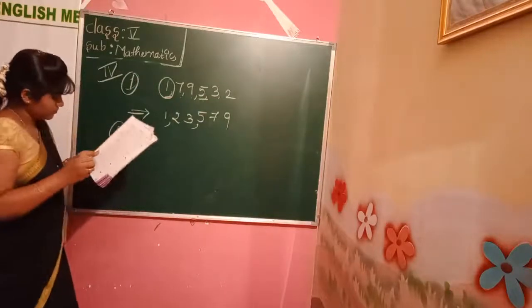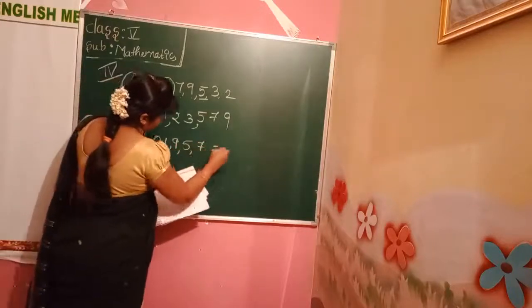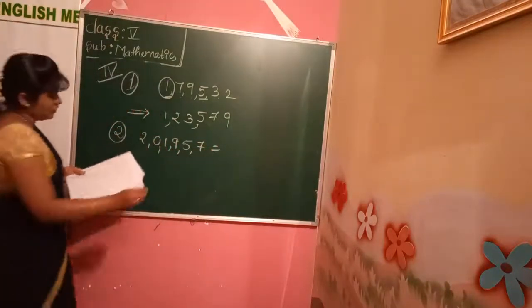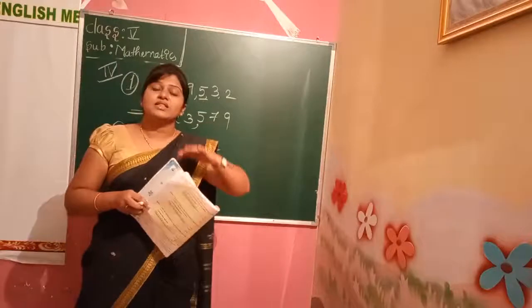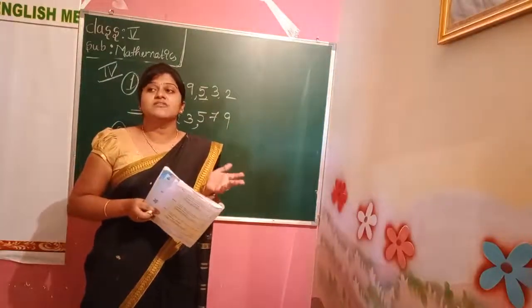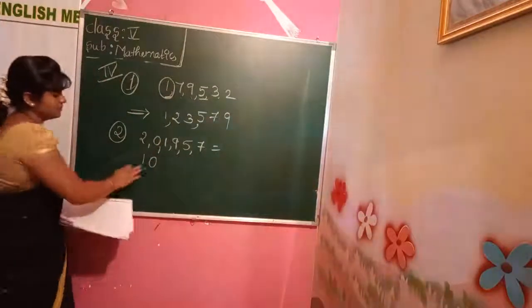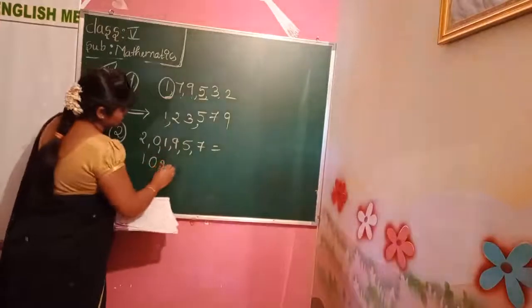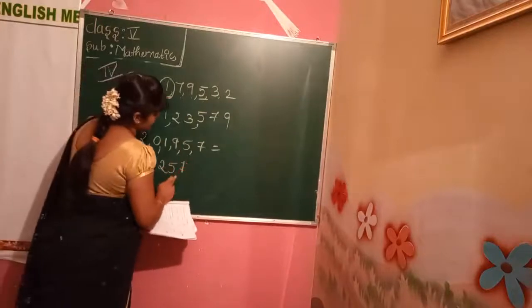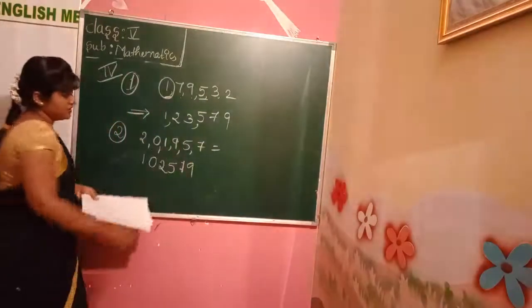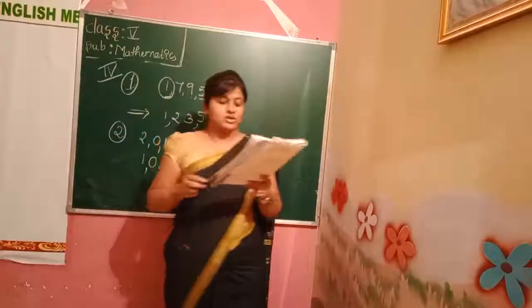Second one, 2, 0, 1, 9, 5, 7. Now the smallest number is 0, but 0 can never come first, because we will not get the correct value. So first we have to write 1. After that 0. After that 2. After that 5, 7, 9. Yes, we got 1,02,579.